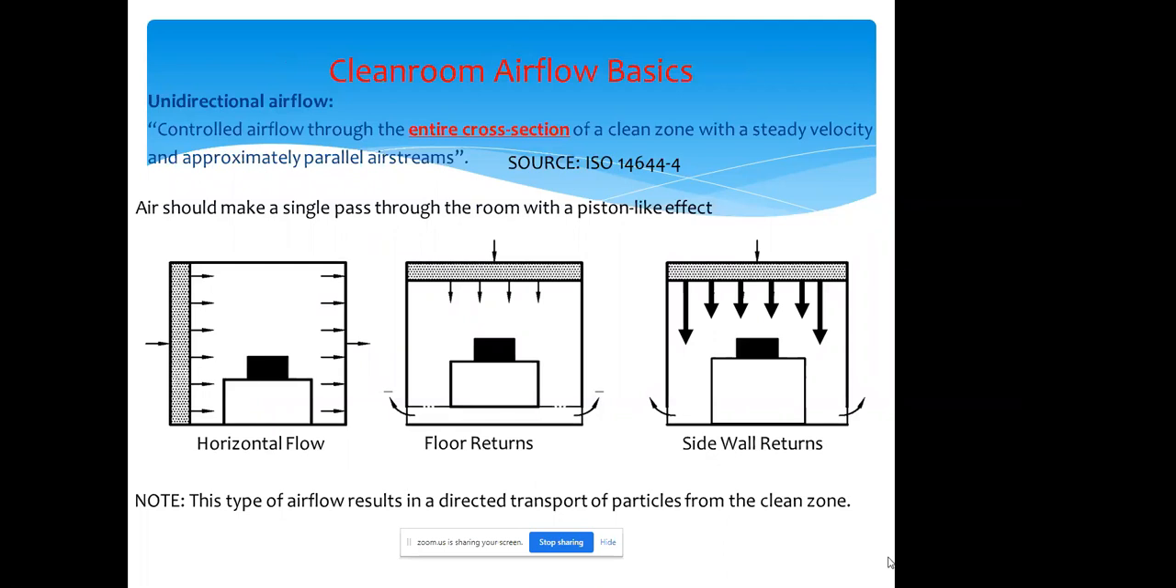So this is our clean room, which is unidirectional with terminal HEPA filters up in the ceiling. This is another type of unidirectional airflow where you have your terminal filters in the horizontal position, but as you can see, the air is moving in a unidirectional fashion, going in from one end and coming out through the other end.